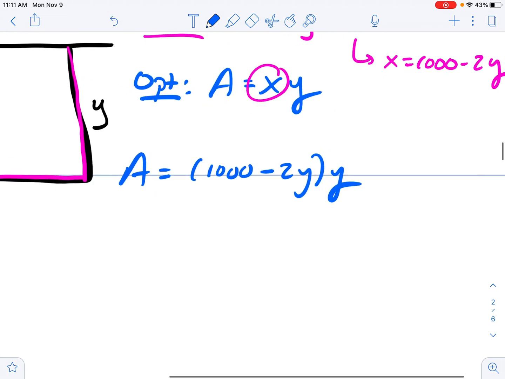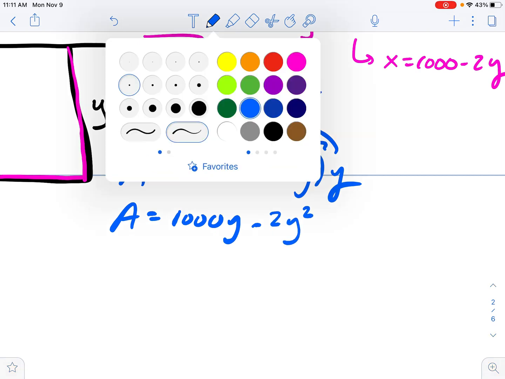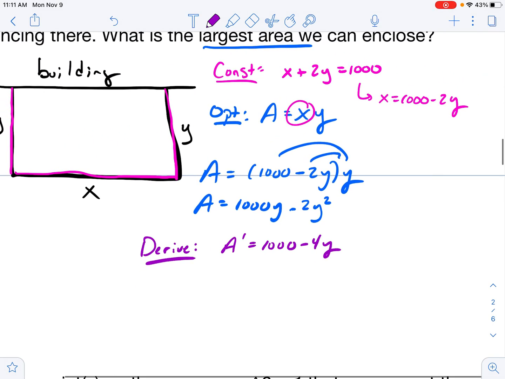Again, if I want to take the derivative using the product rule, I can do that, but I'm more simply going to distribute the y. And now I'll take the derivative of this with respect to y. A prime is what I'll write, but if you want to write dA over dy, you may do so. But there's what the derivative looks like, 1,000 minus 4y.